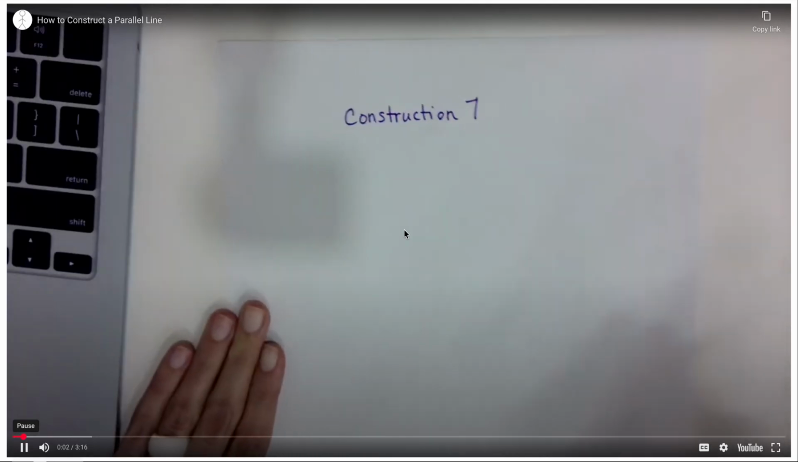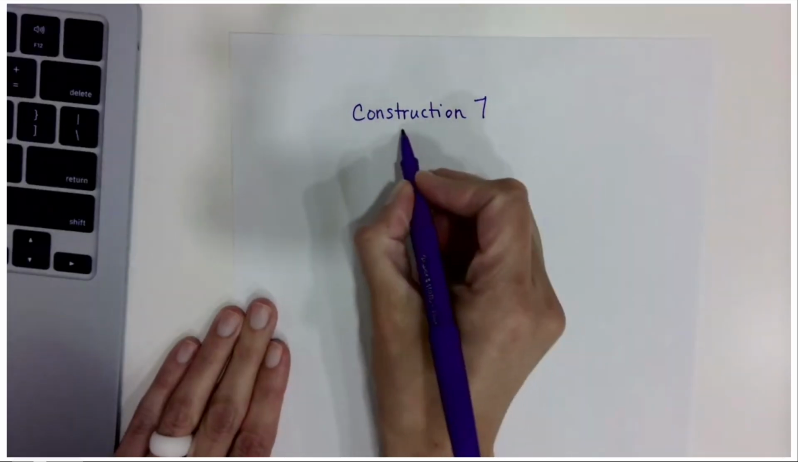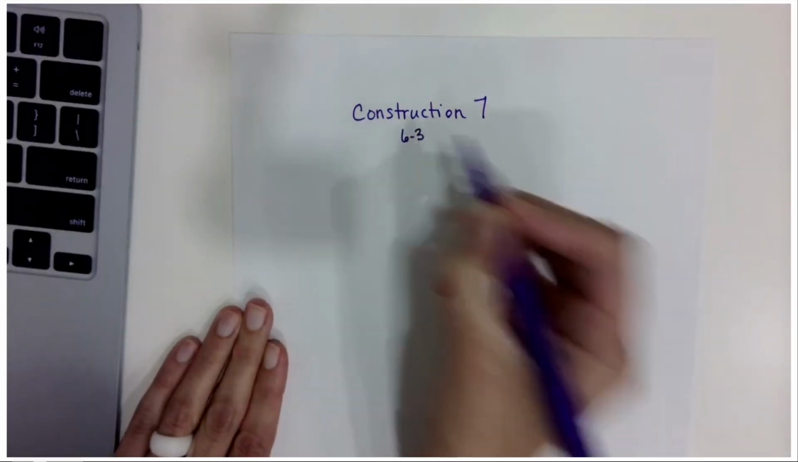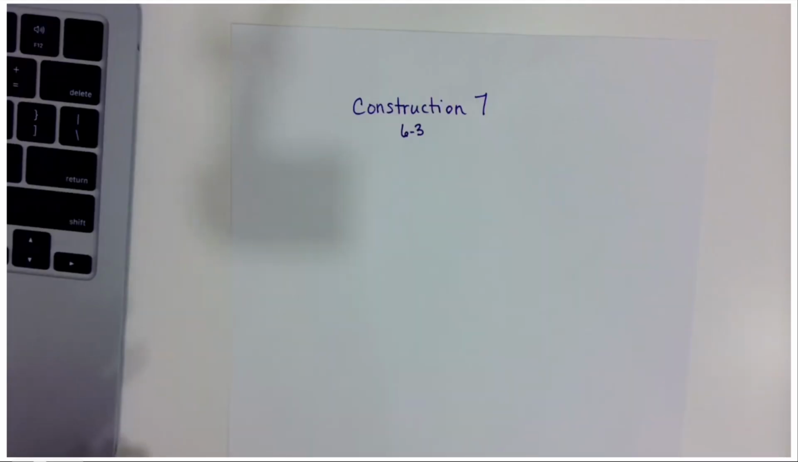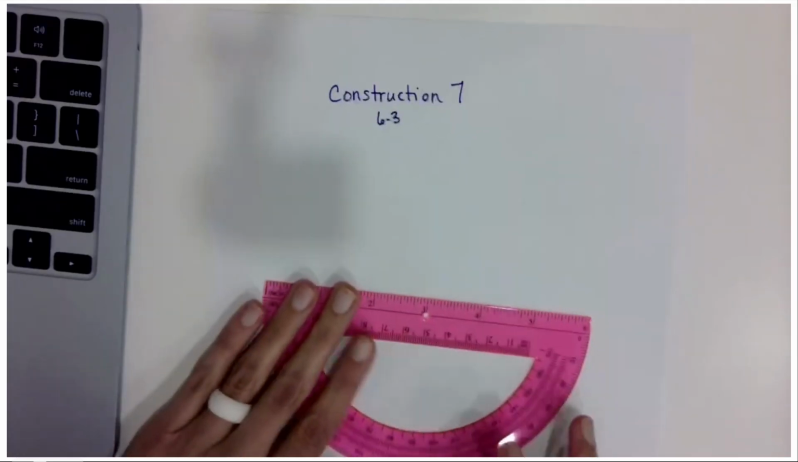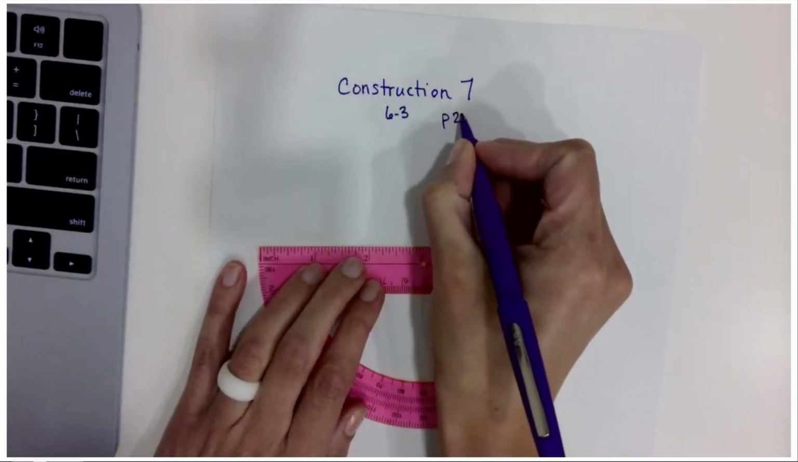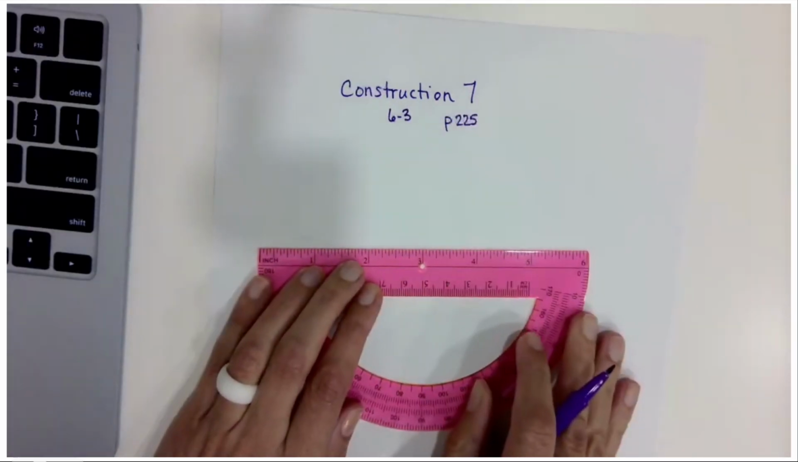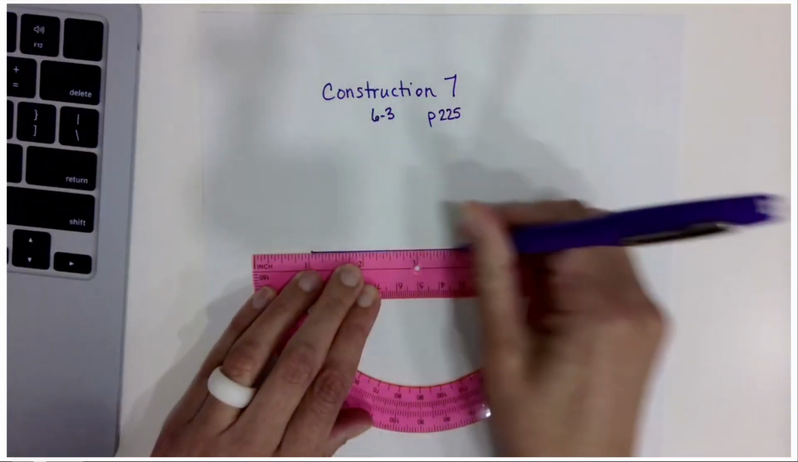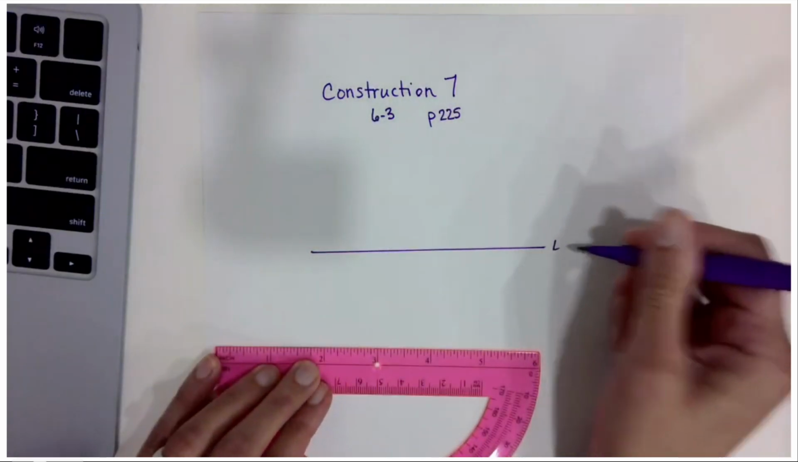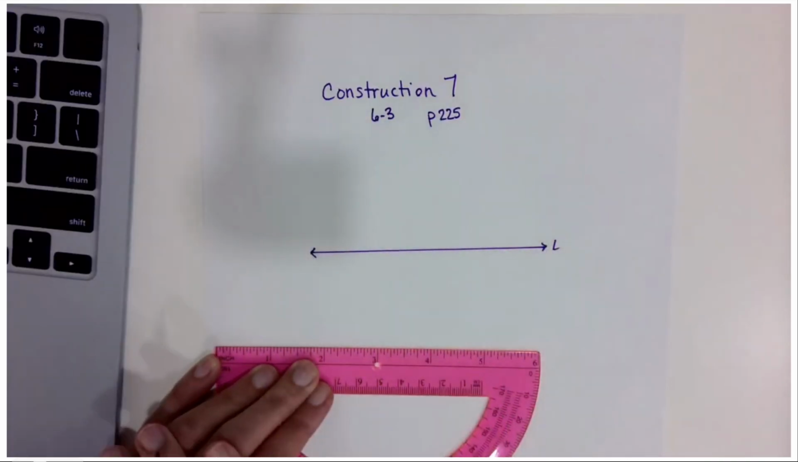Okay, let's do our construction number 7 in lesson 3. So this is 6-3. We are going to learn how to draw a parallel line. So the first thing that we're going to do is start off by drawing a line. This is on page 225 in your textbook. So we are going to draw a line. We're going to name it L. I'm going to put some arrows to make it look like a line.